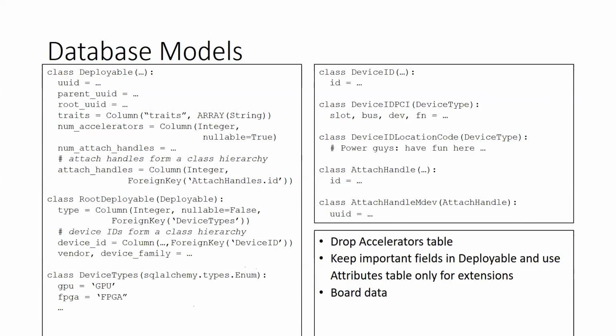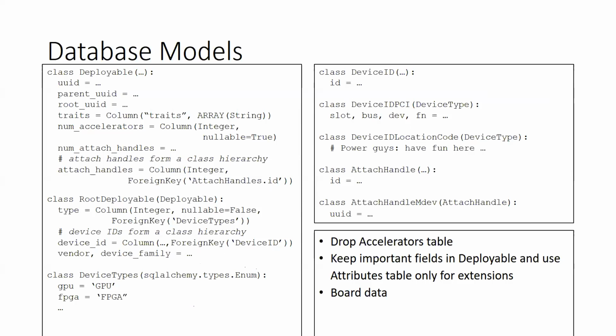That's the reason to have this decomposition. Okay. And the device ID itself is another table. So there are different device IDs. For example, you could have just a base class, which could be anything at all. You could have a PCI device ID, which contains bus, device, function. And the power guys could create their own device ID classes, like location codes or whatever they want to do. But they're all represented uniformly. The root deployable will simply say, I've got a device ID, and I'm pointing to that.